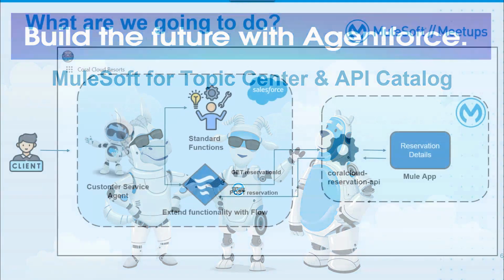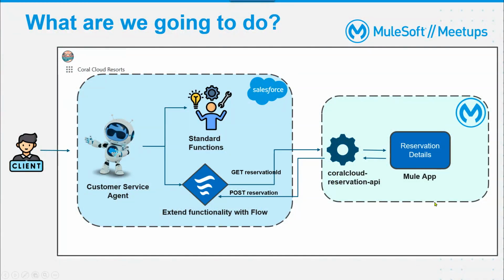Here's what we're going to do today. We're going to take a MuleSoft API. It's a reservation API. Very simple, two endpoints. We've got a get reservation by ID and a post reservation. Now, the workshop's not set up to really use the post right now. So we're going to use the get reservation ID.